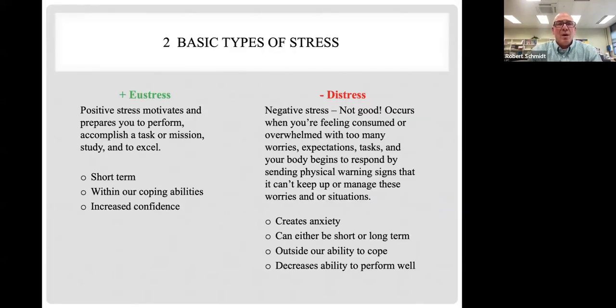And again, stress and trauma affect each and every one of us quite differently. So there are two basic types of stress in general. Most importantly, it's good to know we have to have stress to live. Each and every one of us has different stress levels. And eustress is the positive, kind of like a battery, positive, negative, right? So we have the positive stress, and that usually motivates us. It prepares us to perform, to do well, to study, to accomplish a mission or a task, and to excel.